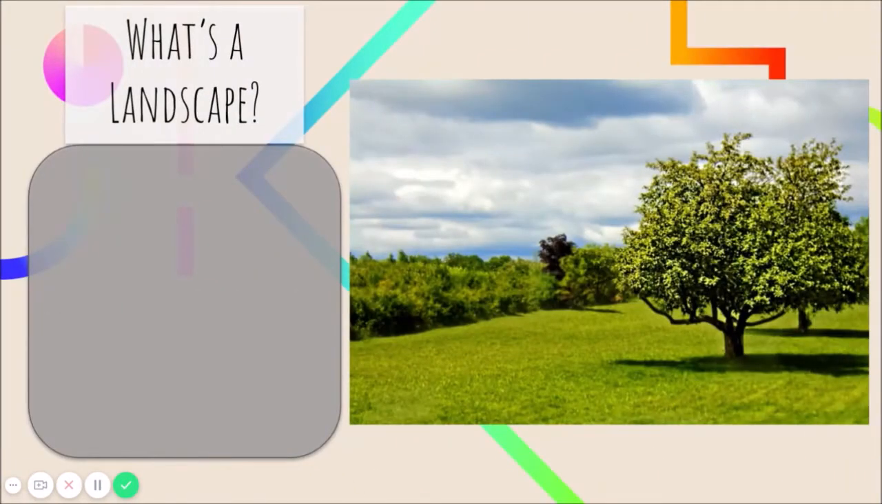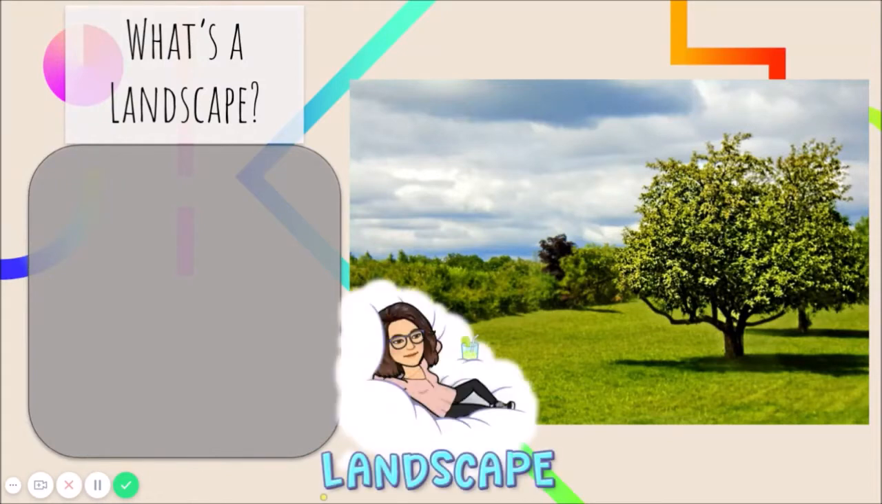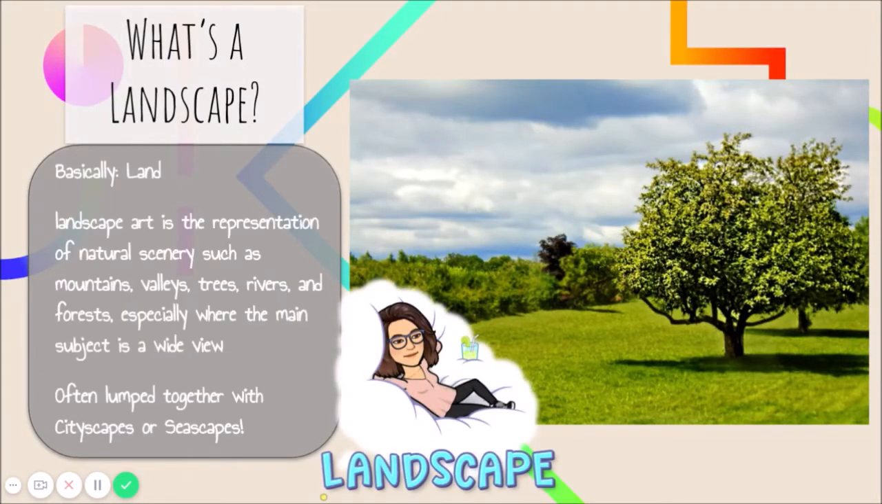We drew ourselves. So now we know we can use line to draw ourselves, but what else can we use line for? What about landscapes? What is that? A landscape is basically land. So landscape art is a representation of natural scenery, like mountains, valleys, trees, rivers, or forests, and is usually in a wide view. It's usually lumped together with things like cityscapes, like skylines, or seascapes, like beaches or oceans.